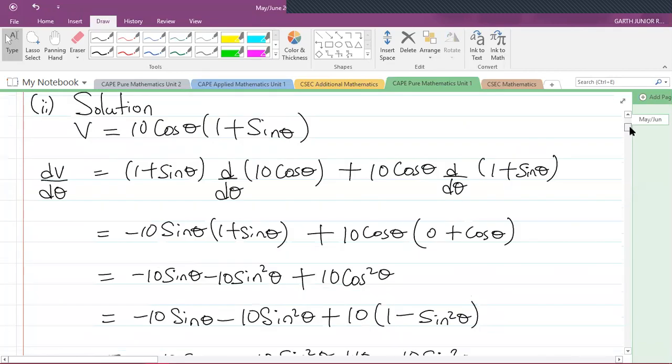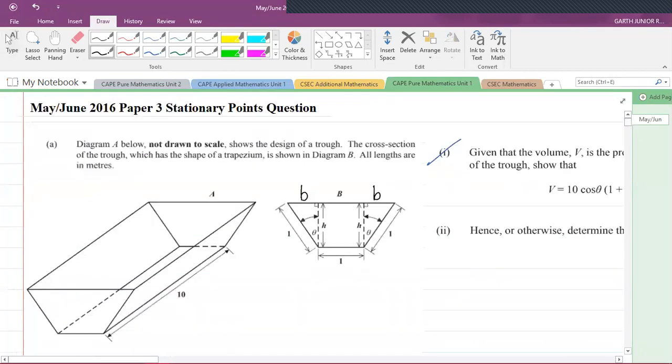So we have now finished part 2 of this past paper question. This is application of stationary points.